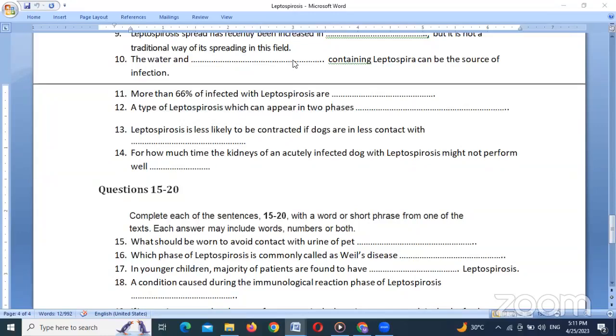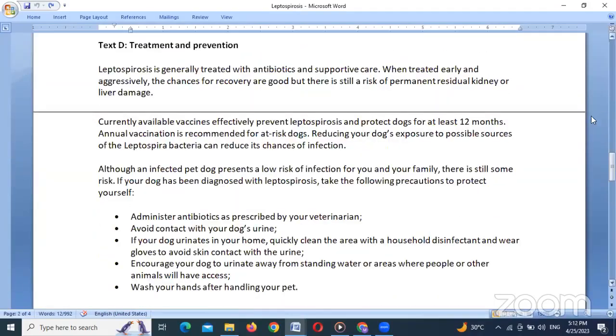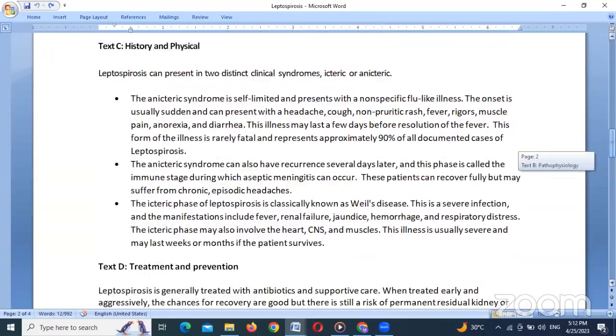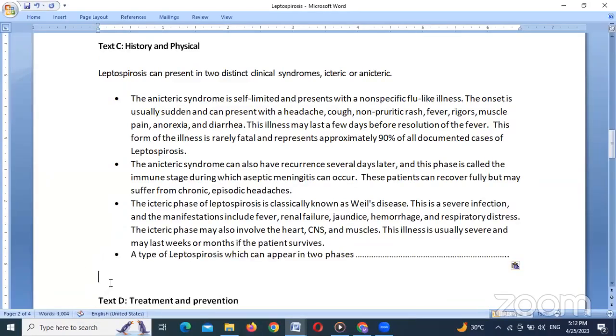So Dr. Sana, where would you like to go? In which text? Dr. Zartash, in which text will you go? Sir, C. You will go for text C? Yes, sir. So here is your text C, and here is your question. Pathophysiology. Okay.